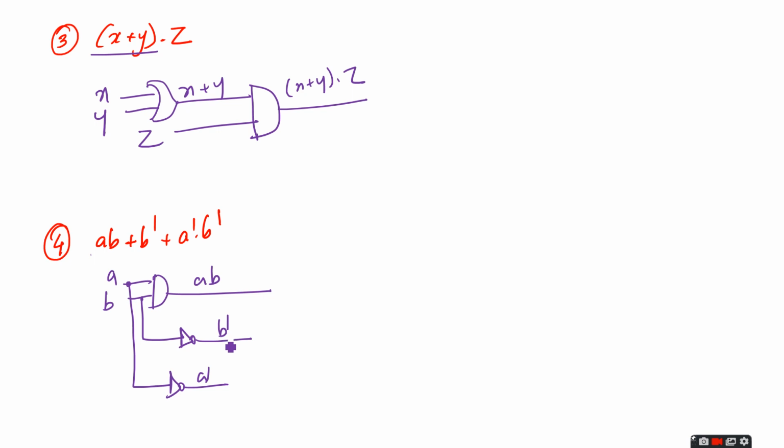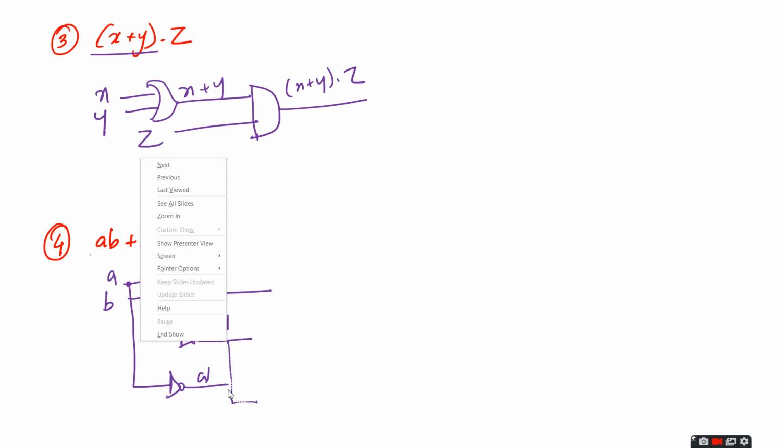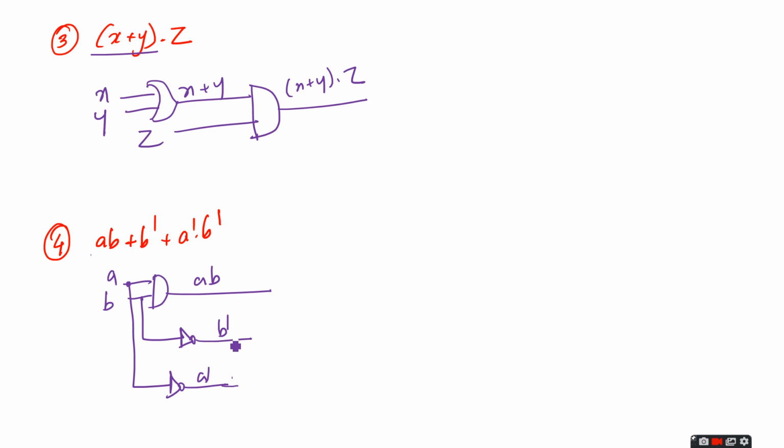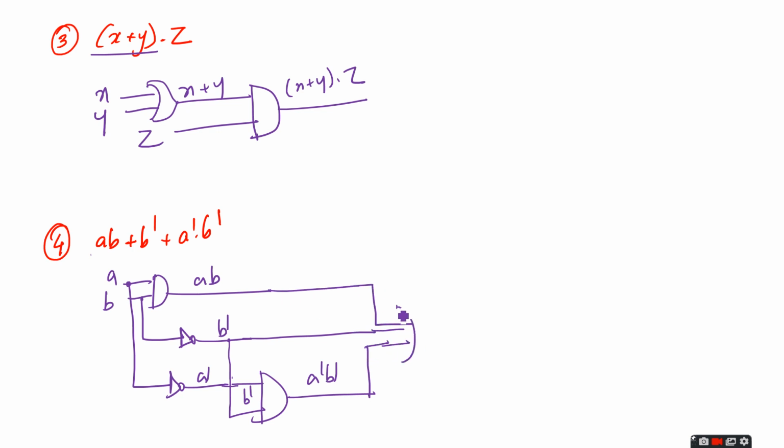Now B complement is here. So we have to get the connection from here, not from here. If we take the connection from here, we will get B only. So we are taking the connection from here. Then we are passing A complement and B complement through an AND gate. We will get A complement B complement. Then B complement is here. Then we will pass all these through an OR gate. Then we will get the result as AB plus B complement plus A complement into B complement.